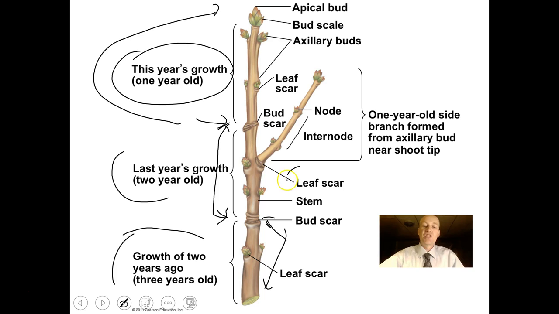You can see leaf scars where leaves used to exist. That's where the leaf actually branched out and formed a little stem. So this will leave a leaf scar eventually up here. Here's a little leaf scar right here. You can see axillary buds, where growth is going to come out if you break the branch off.